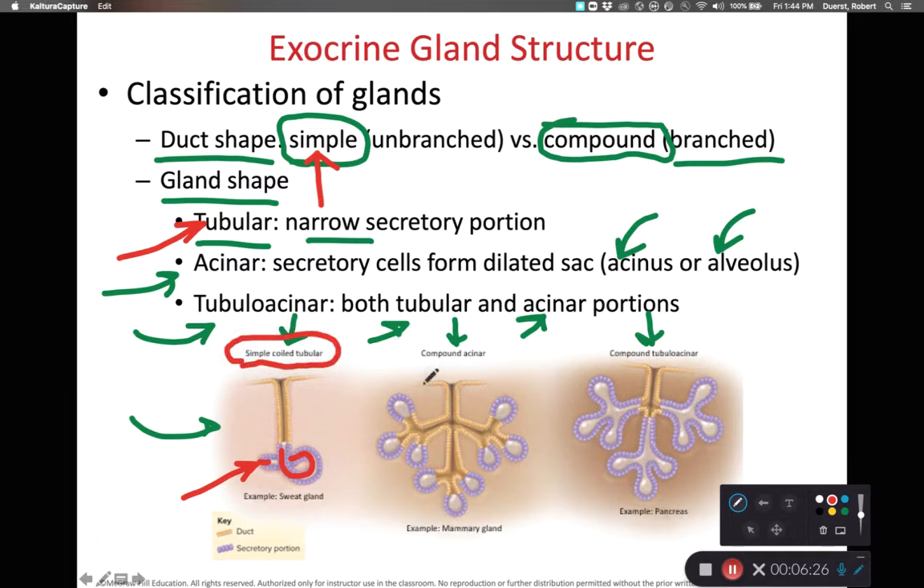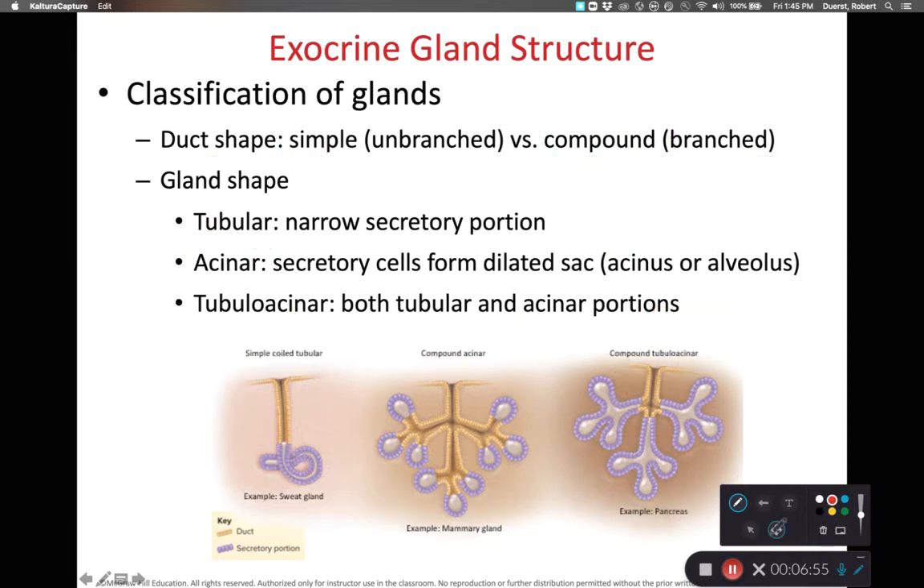Over here, there are multiple branches to the ducts, so we are going to use the phrase compound. And the secretory cells are exclusively located within bulges, so we refer to this as a compound acinar gland. And then over here on the right side of the screen, we have multiple branches, so we use the term compound. And the secretory cells are both in the bulges and in the narrow portions, so we say tubuloacinar. So the full name would be compound tubuloacinar.